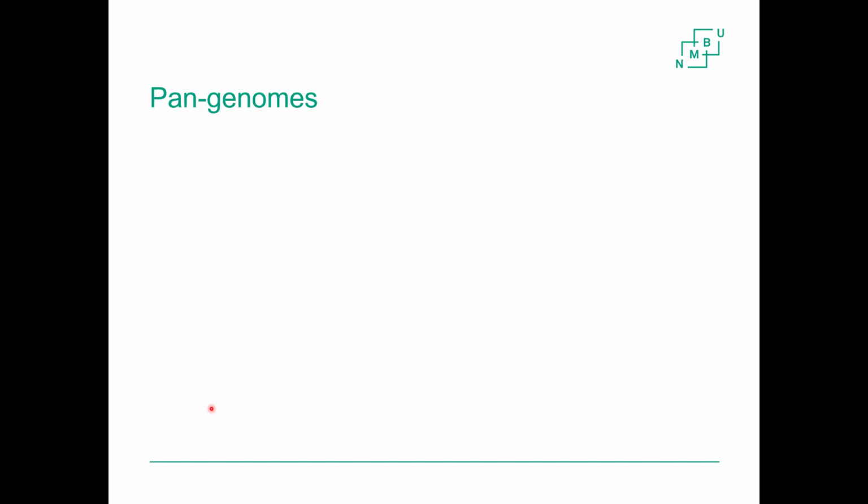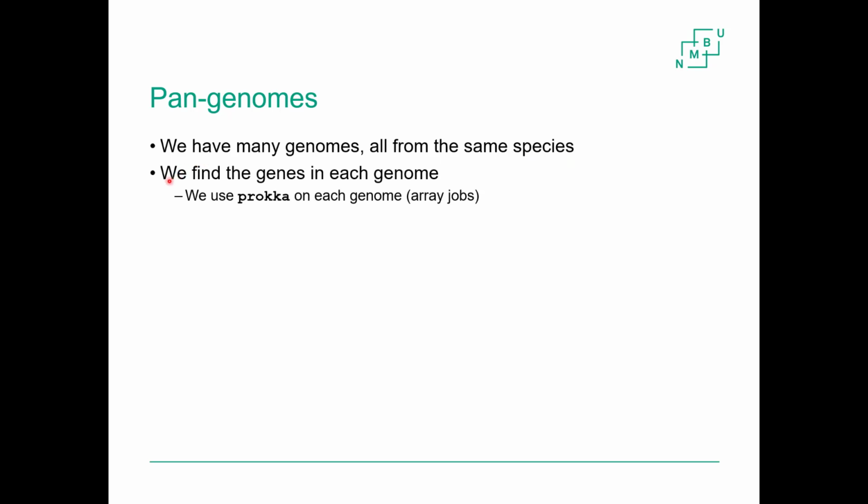So let me say a few words in more detail about the pangenomes. What is it? Assume you now have many genomes and all of them are from the same species. We know that in principle we can find the genes in each genome. Or we cannot really find the actual genes, but we can predict genes, right? We used Prodigal and Prokka, which again uses Prodigal, for this in some previous module. What was it? 6, I think.